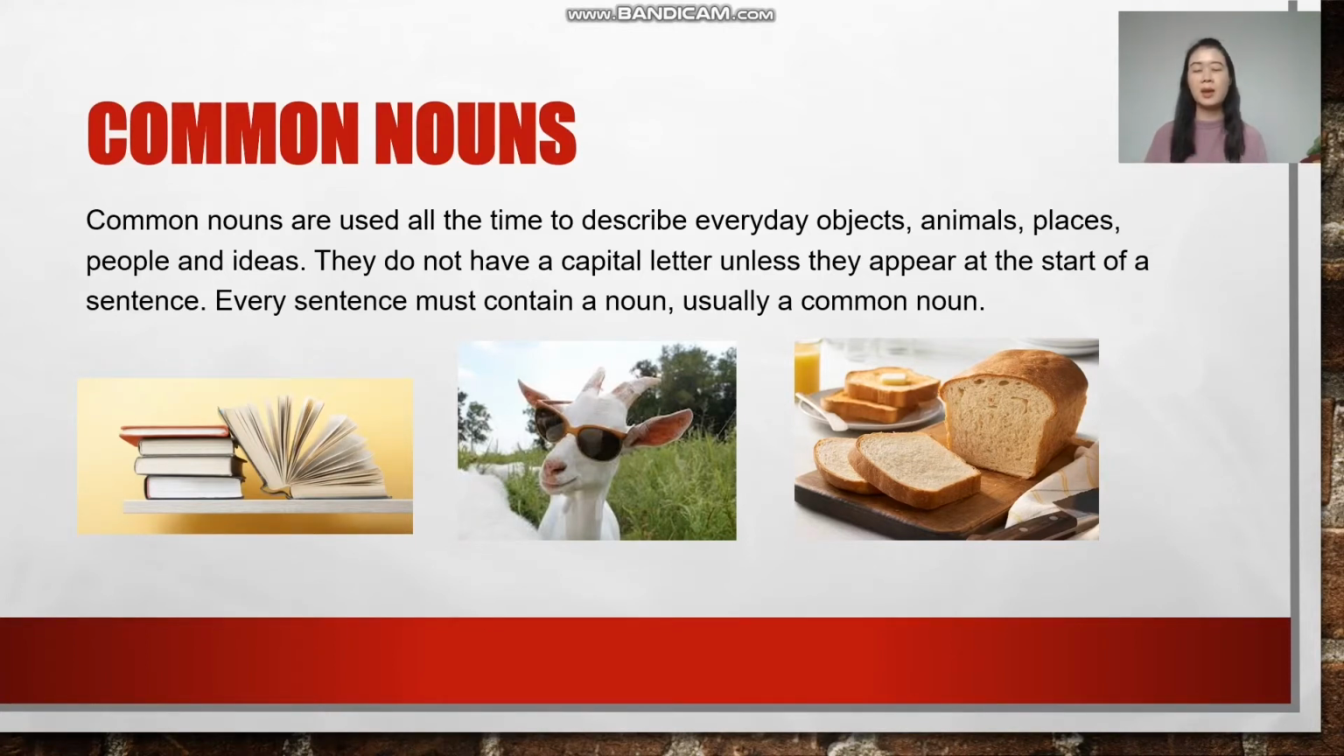Okay, and another way we can say it is that every sentence must contain a noun, and normally most of them are common nouns. If you notice any sentences that you are talking, that you are seeing, that you are reading, you can see the nouns anyway. So that's the reason why I can say that nouns are like the simplest part of speech that can be seen. Okay, this is the first one, common nouns.